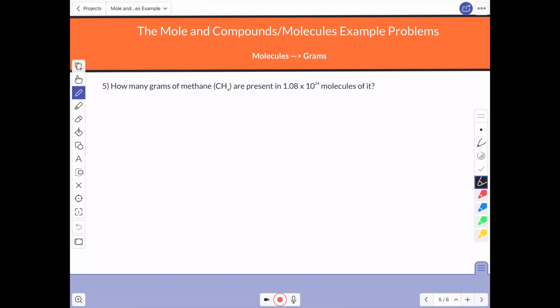So here, how many grams of methane are present in 1.08 times 10 to the 24 molecules? So it looks very similar to the last one, but we're going in the opposite direction, right? We want to know how many grams, but we have molecules. So this time, we're going from molecules all the way to grams. And like the last one, that means we still need our bridge of moles in between to get us to where we want to go.